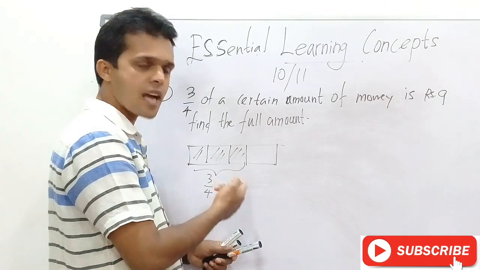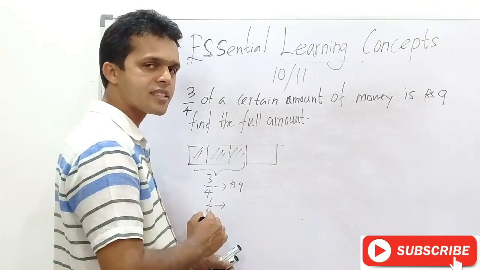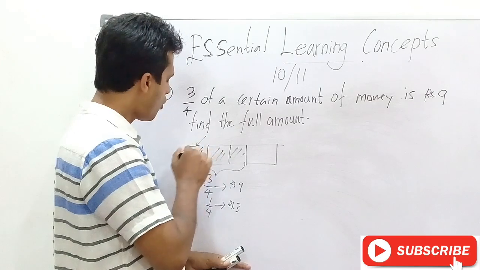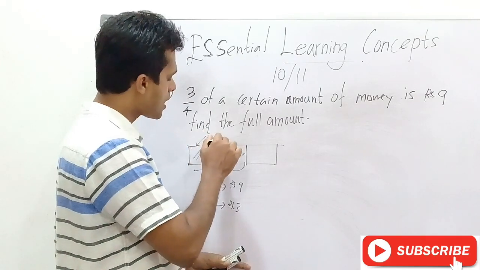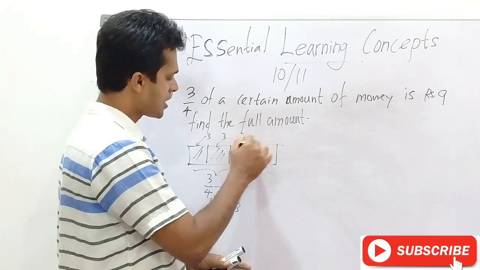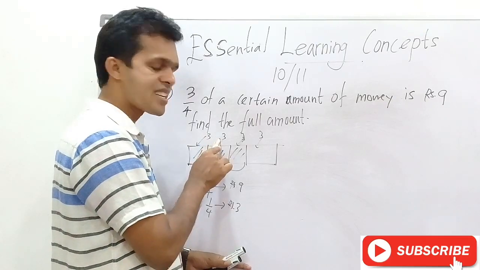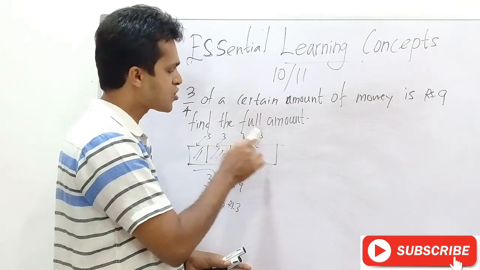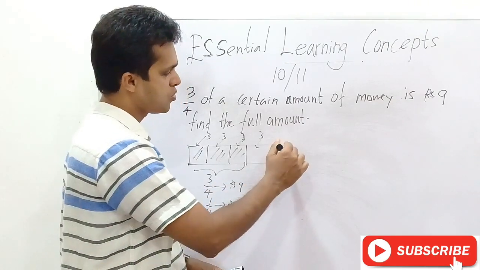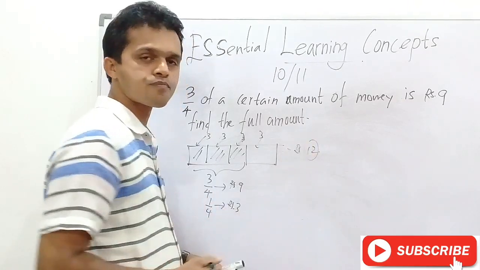3/4 means 9 rupees. So 1/4 means, can you imagine, 3 rupees. So for each part it is 3 rupees. So you add these values. 3 plus 3, 6, 6 plus 3, 9, 9 plus 3, 12. So the full amount is 12 rupees.